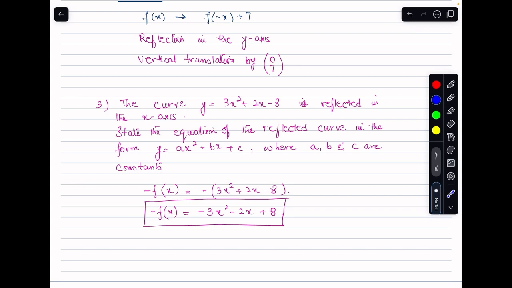So this is all about the two transformations that we have done up till now. Number one, the translation, and number two, the reflection in the x-axis as well as in the y-axis. The second video will be for the third type of transformations.